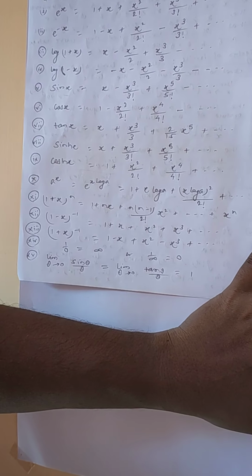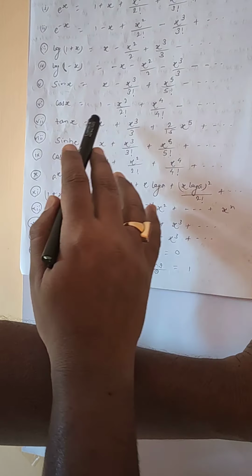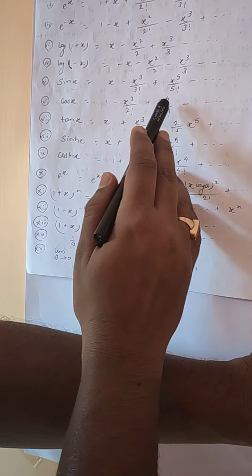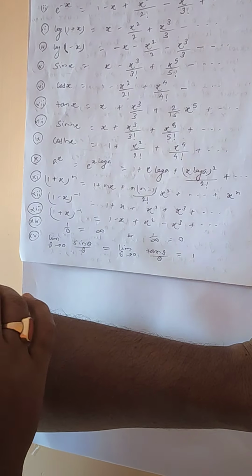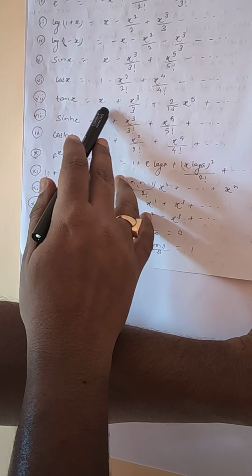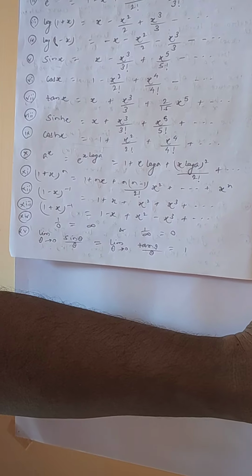Sin x = x - x³/3! + x⁵/5! - and so on. Cos x = 1 - x²/2! + x⁴/4! - ... infinite terms. Tan x = x + x³/3 + 2x⁵/15 + and so on.